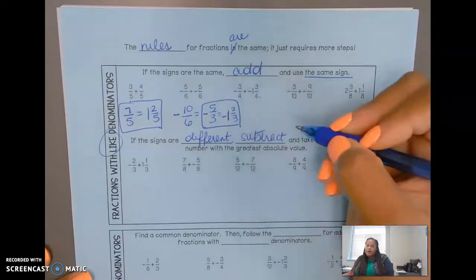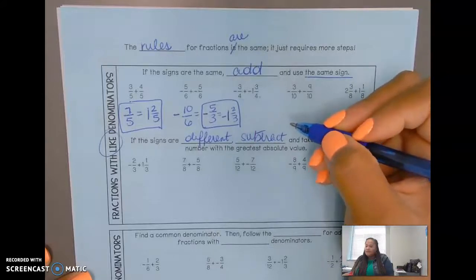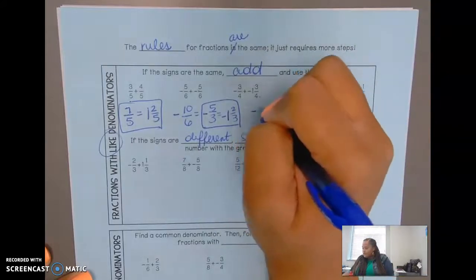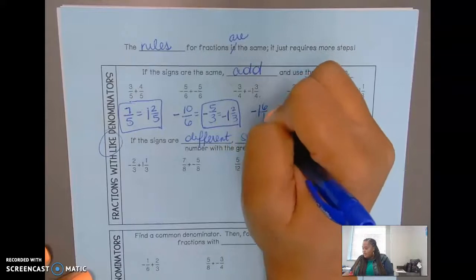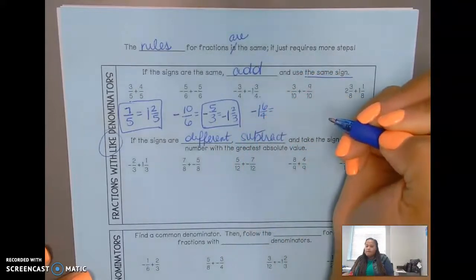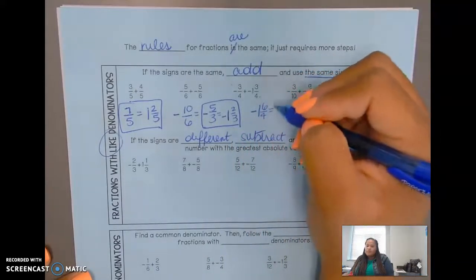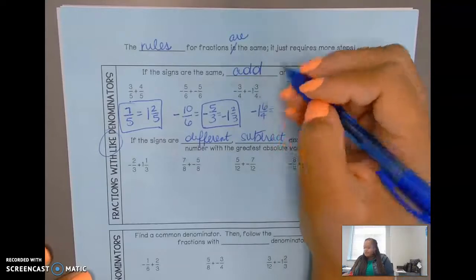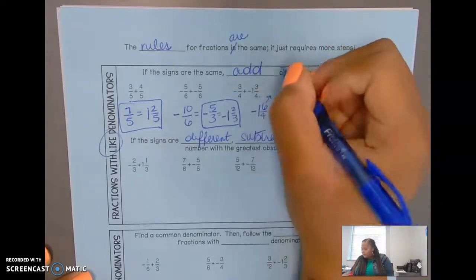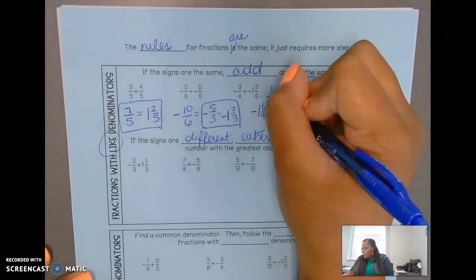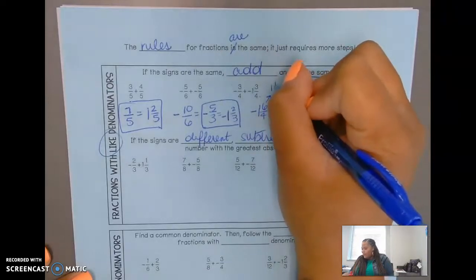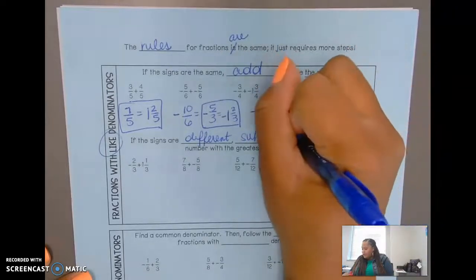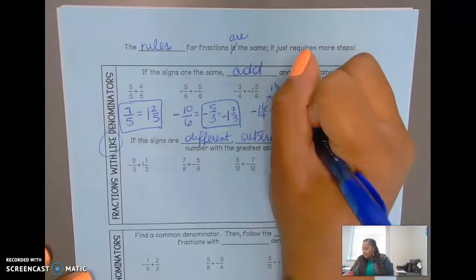So the 3/4 will combine. That will be 6/4. So this is negative 1 6/4. And then I'll convert this 6/4 into a mixed number and reduce. That will be 1 1/2. So this is negative 2 1/2.